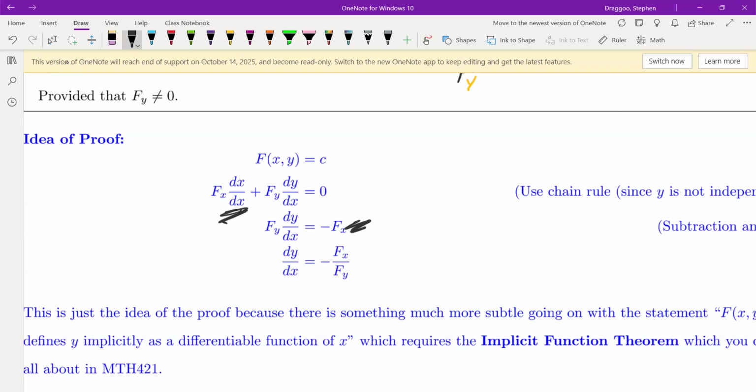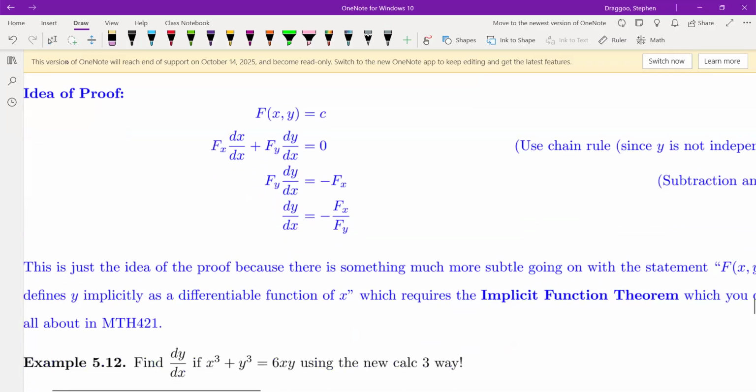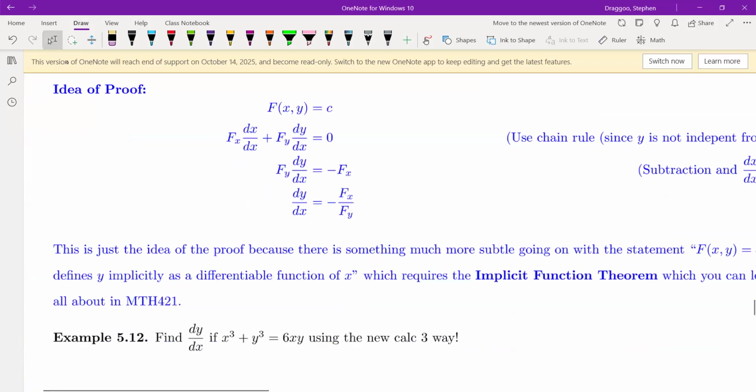This dx over dx disappeared. It's just not there anymore because, again, I set it equal to 1. And then I could divide my f partial y over and end up with dy over dx, the negative f partial x divided by f partial y.